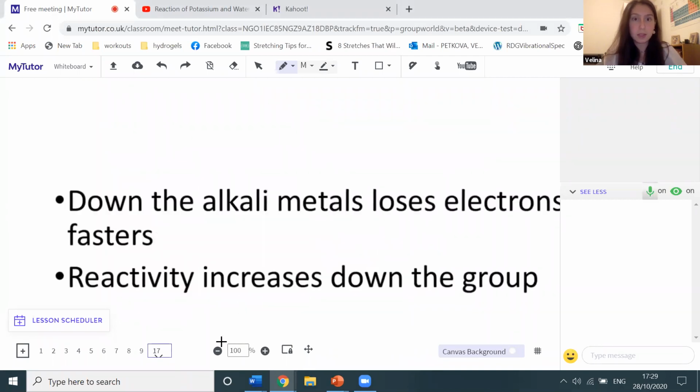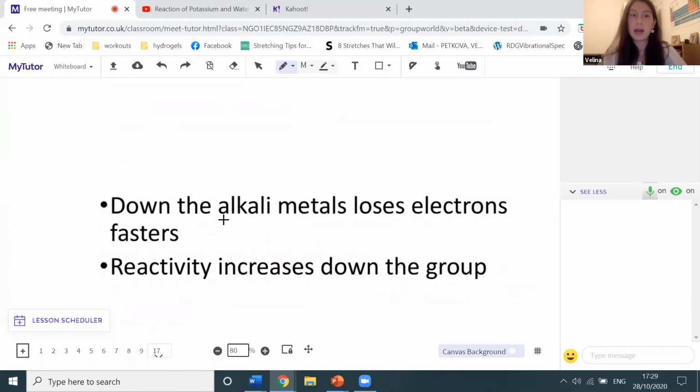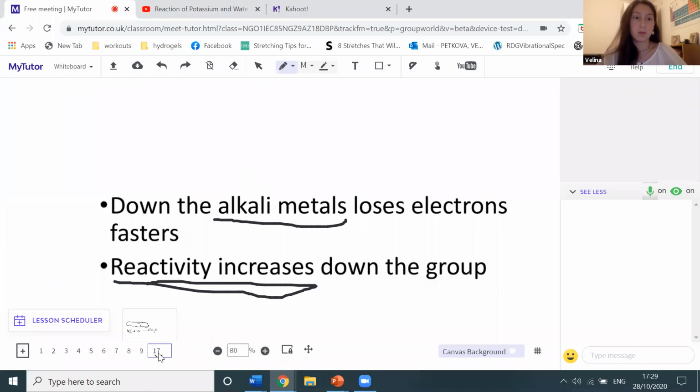On to group 1. So what we said: because the alkali metals lose electrons to react, and down the group it's much easier to lose these electrons because there's weaker attraction between the nucleus and the electron. And that's why the reactivity increases down the group.